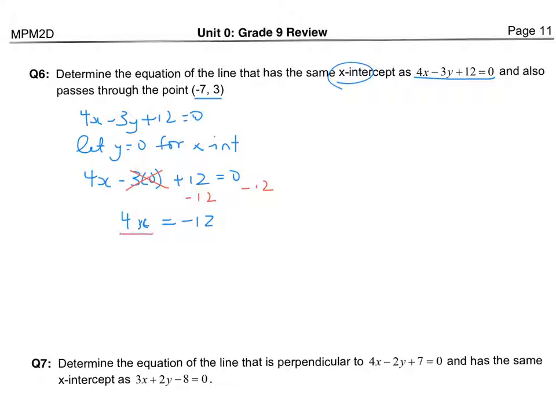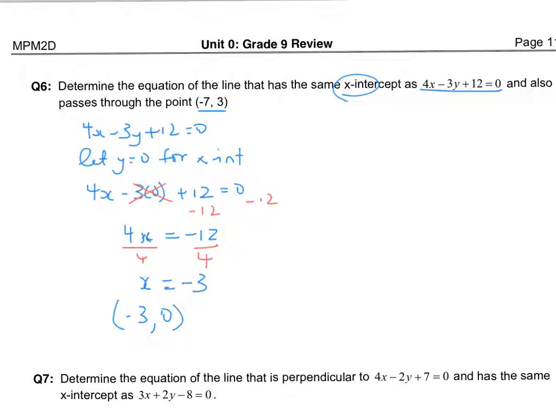And then divide both sides by 4. We're going to get x is equal to negative 3. And I wrote a 4 instead for some reason, because that's just silly. Negative 3. There we go. All right, so that is a coordinate of negative 3 comma 0. So that's one point that our line goes through. And then, of course, we were given that it also goes through the point negative 7 comma 3.